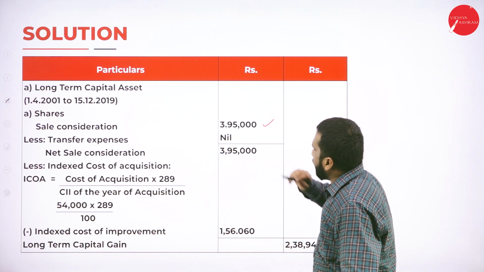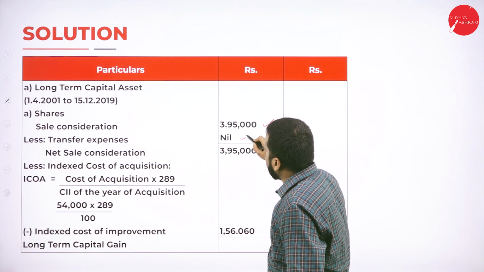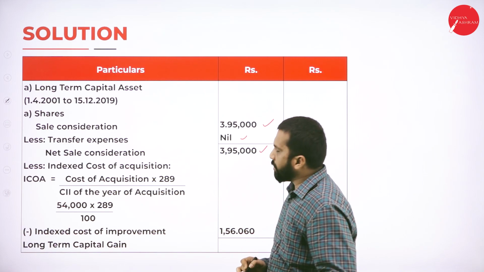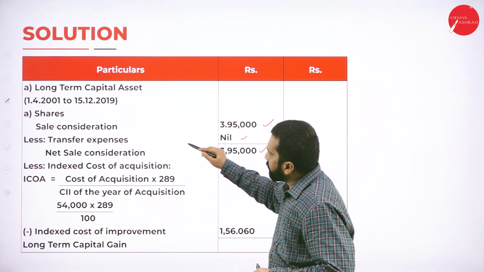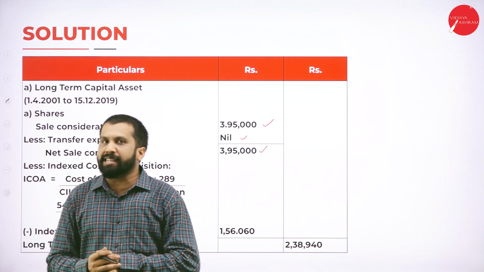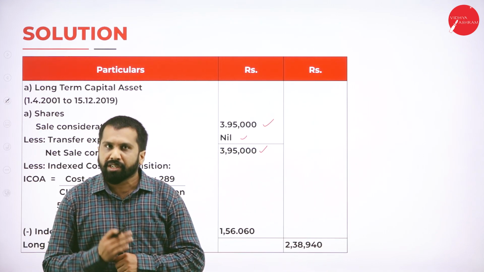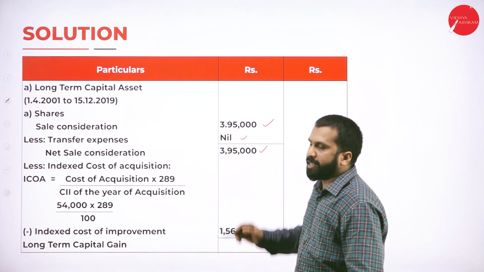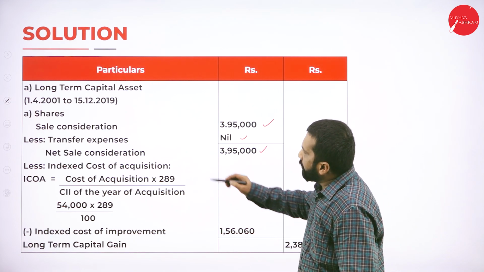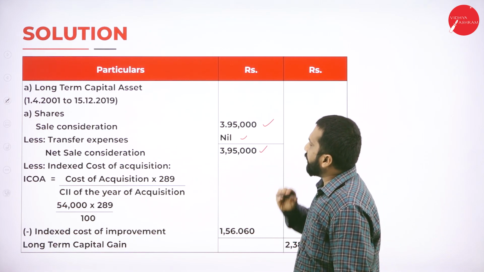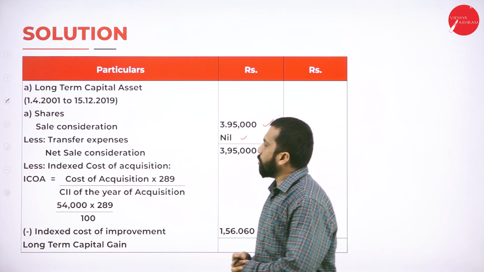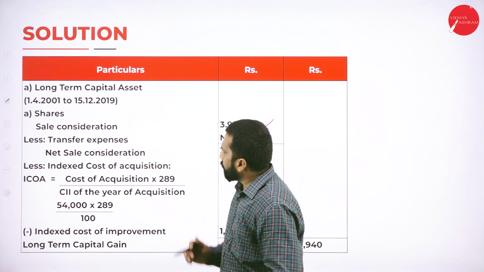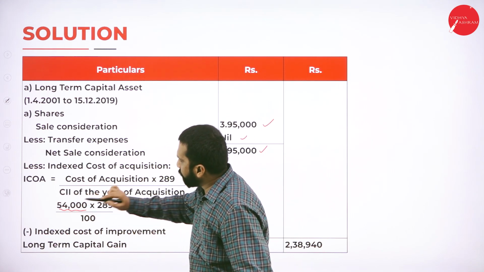Any transaction fees? No, they have not mentioned anything. So net consideration will be 3,95,000. Why the transfer fees? At the time of transfer, if you have paid any brokerage, then we have to consider that. 3,95,000 is your net consideration. Then, less indexed cost of acquisition. What is the indexed cost of acquisition? It is your purchase value, 54,000.